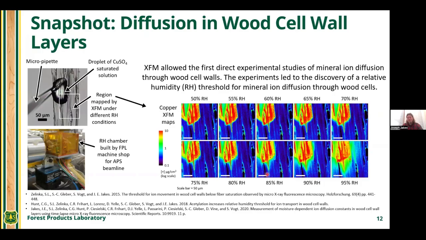So we repeated this experiment with different wood orientations, different mineral ions, and different tagged organic molecules, and we always saw that at low humidities there was no diffusion, and at higher humidities there was diffusion. And we were able to combine these experiments with some nanoindentation-based dynamic mechanical analysis to prove that what's controlling diffusion through wood cell walls is a moisture-induced glass transition of the amorphous polysaccharides inside the cell wall.